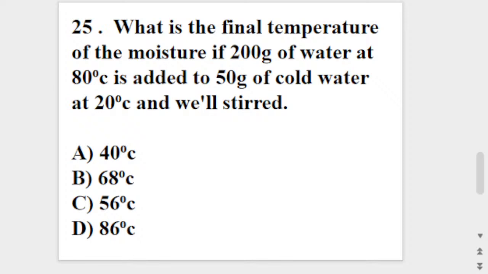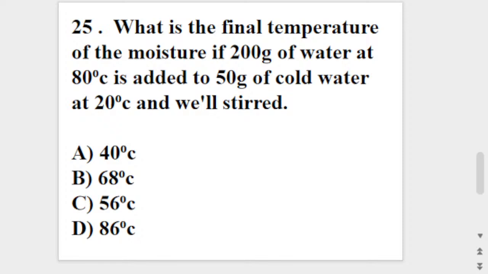All right? So the hot water will lose heat, while the cold water will gain heat. The heat lost by the hot water will be equal to the heat gained by the cold water. That's assuming no heat is lost to the surroundings. The heat lost by the hot water is going to be, we can say, the mass of the hot water. What is the mass of the hot water? That's 200 gram. And the mass of the cold water is 50 gram.